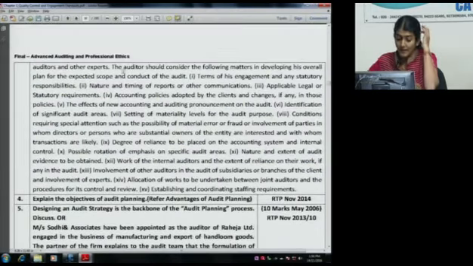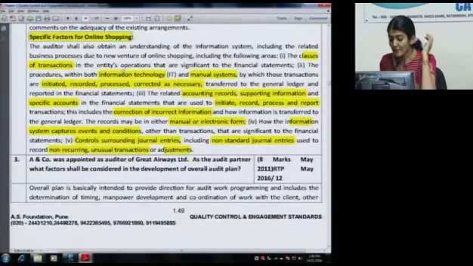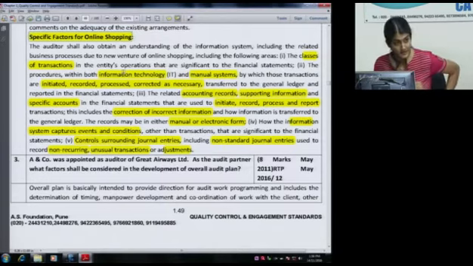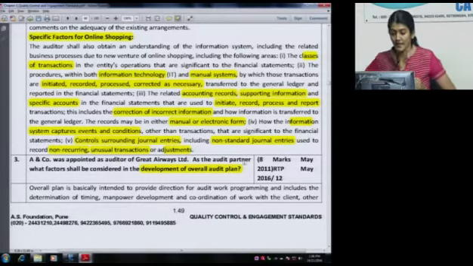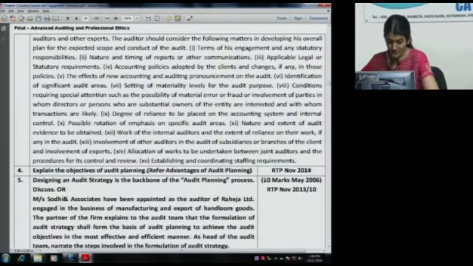Next one, A & Company was appointed as the auditor of Great Airways Limited. As the audit partner, what factors shall be considered in the development of the overall audit plan? So again, our master answer: objective and scope, which areas more effort is going to be required.